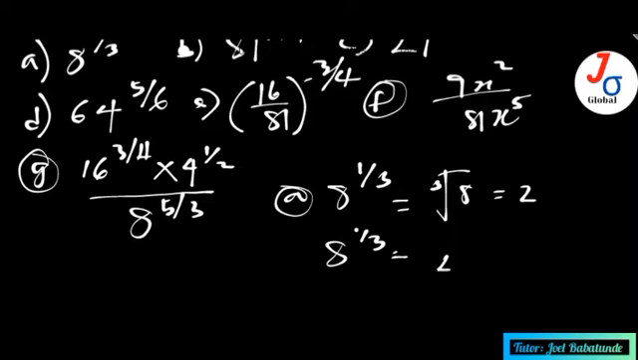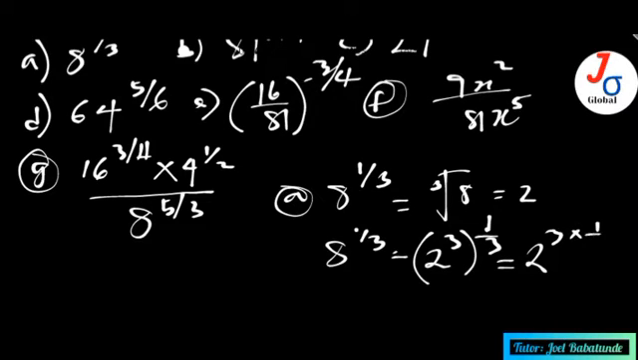That's 2 to the power of 3, which will give us 8. Then all raised to the power of 1/3. Using the index product law, 2 raised to the power of 3 multiplied by 1/3, the 3 cancels out the 3, and you are left with 2 raised to the power of 1, which is actually 2. So that's how we get that.